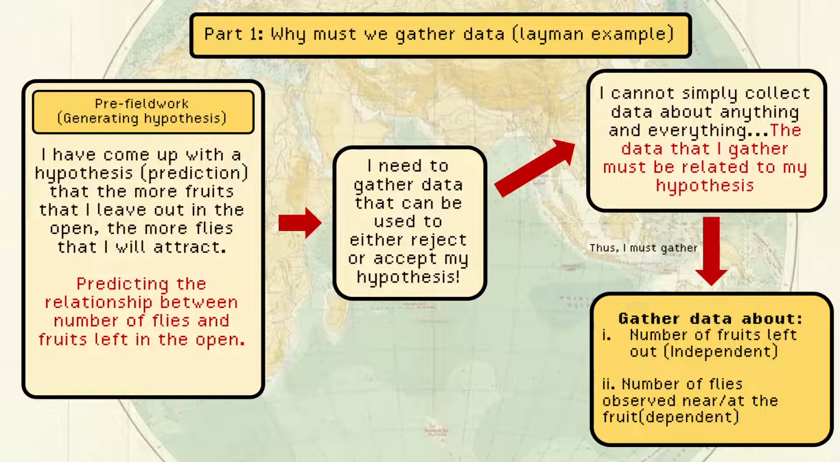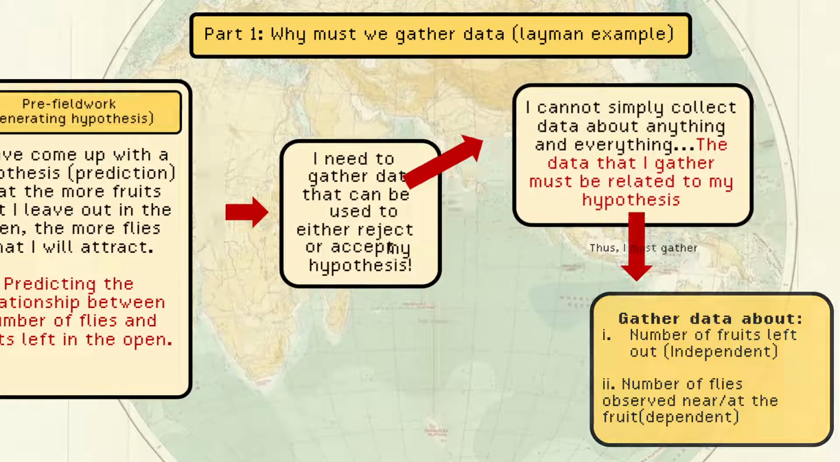Additionally, I need to select a method that will allow me to gather the information that I desire, which is tracking down the number of flies and tracking down the number of fruits that I leave out in the open. This will be what we will be going through today. So remember to keep this in mind. How do I gather, what kind of methods should I use, and what kind of data does the method that I've selected actually capture?